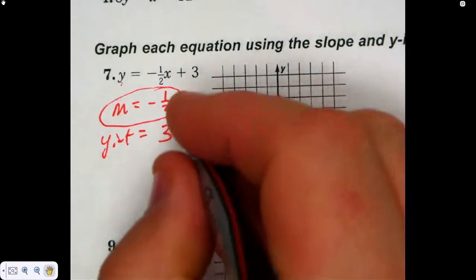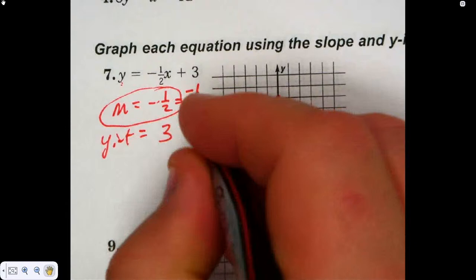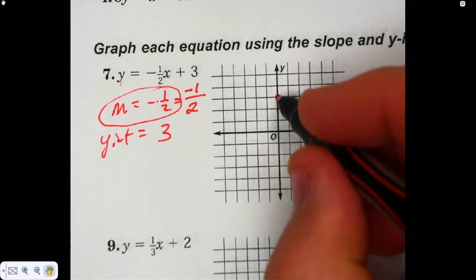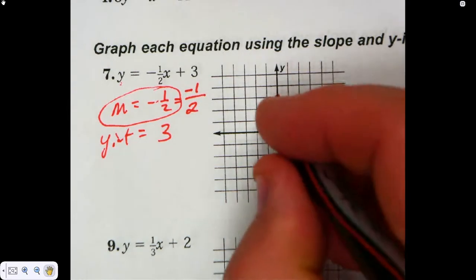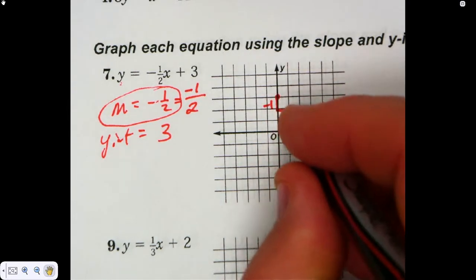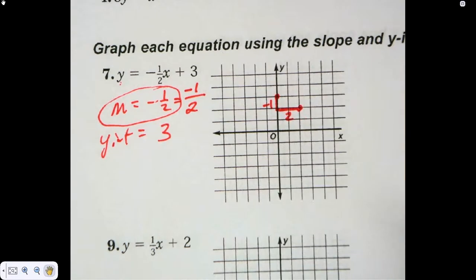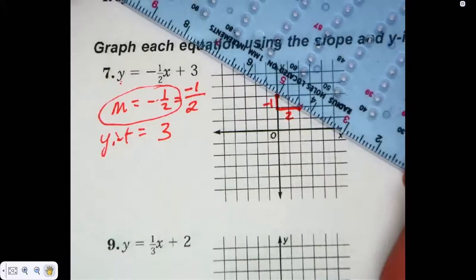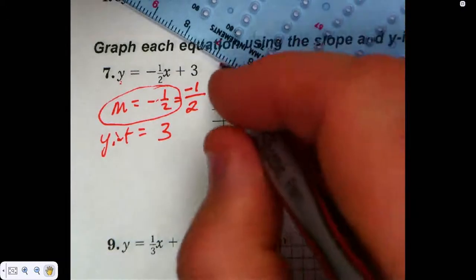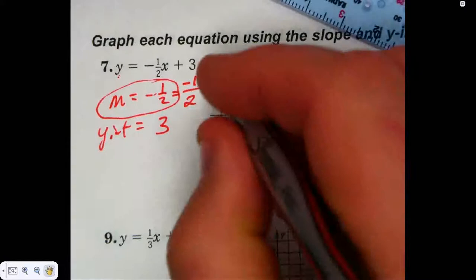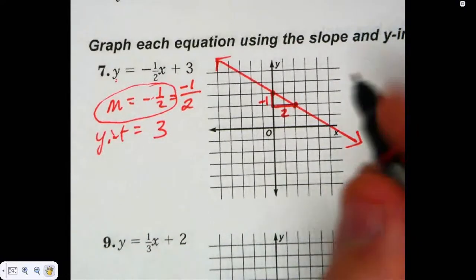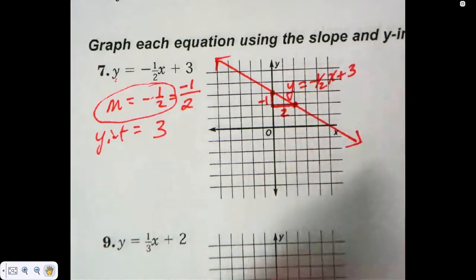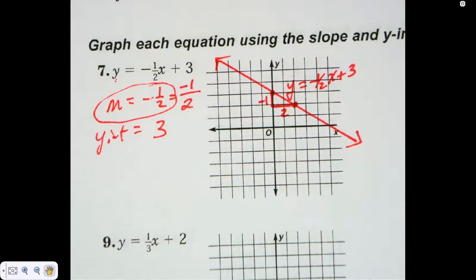So this is negative 1/2, and I need to think of it as negative 1 over positive 2. I've got a point on the line, now I just need to see how it's angled. For every 1 you go down, that's a negative 1, you're going to go to the right 1, 2. Then you make another dot. Now I have 2 dots, so I know exactly how this line is supposed to look. I expect you to draw the slope like I did and label it, and then say this is y equals negative 1/2 x plus 3, when you do these.